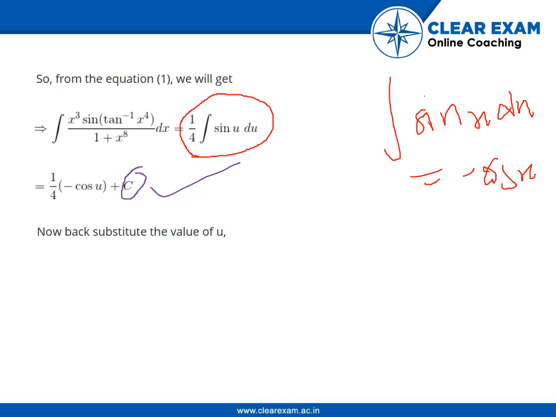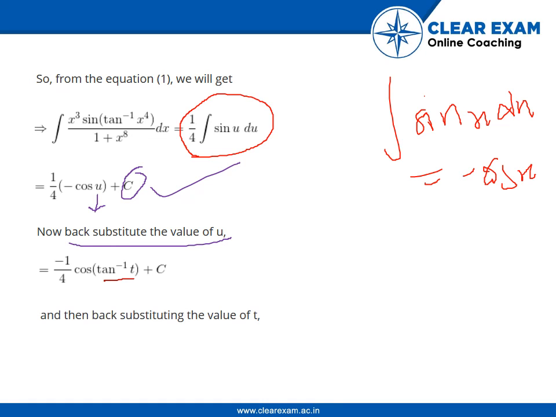Now before signing off with the final answer, we have to remember that the answer is in terms of u, but our original question was in terms of the variable x, so we have to back substitute the value of u. Our u was tan inverse t, so first we back substitute u as tan inverse t. Now t has to be back substituted with x raised to the power 4, so we get our final answer: minus 1 by 4 into cos of tan inverse of x raised to the power 4 plus c, where c is an arbitrary constant.